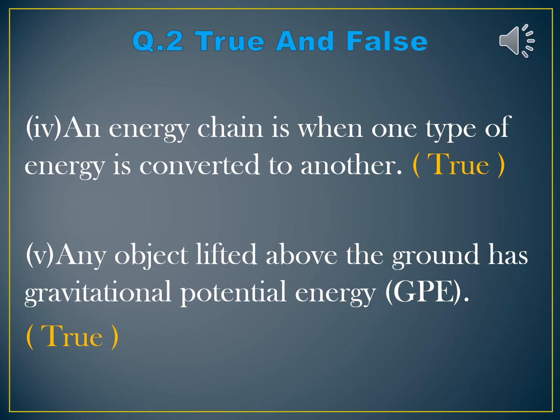Part 4. An energy chain is when one type of energy is converted to another. Is it true or false? Yes, it is true, because it is the definition of energy chain. Now write down true in front of the statement on your book.